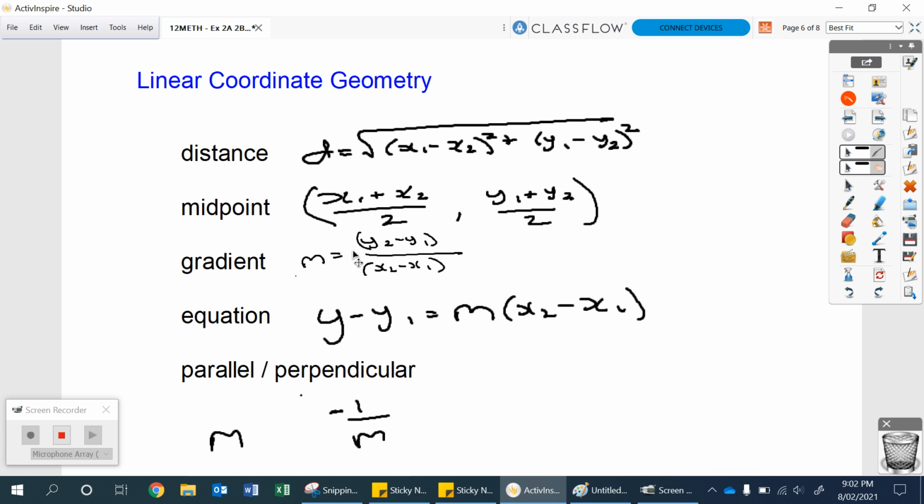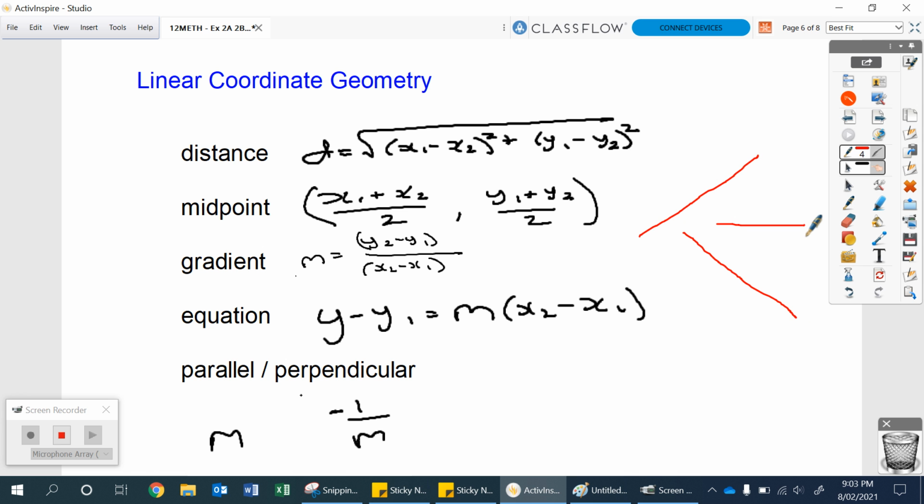The gradient m is the rise over the run, so y2 minus y1 is the rise. If y2 is less than y1, it will be negative. x2 minus x1, because x2 is to the right of x1, this will always be a positive number, okay? And that will give you the gradient or the slope. If the slope is positive, you'll get a line that goes up. If the gradient is negative, you'll get a line that goes down. If the gradient is 0, you'll get a horizontal line.